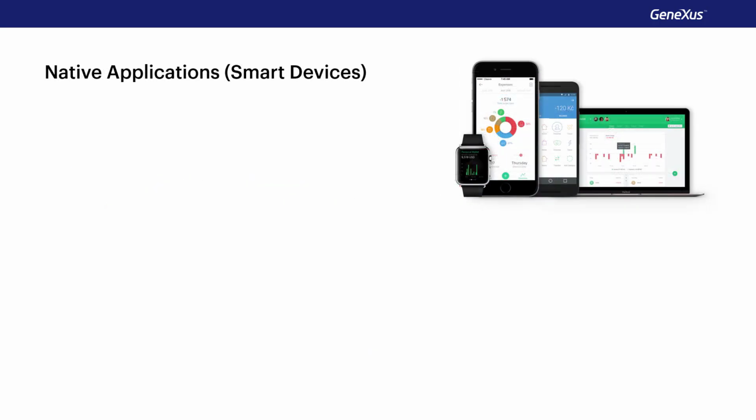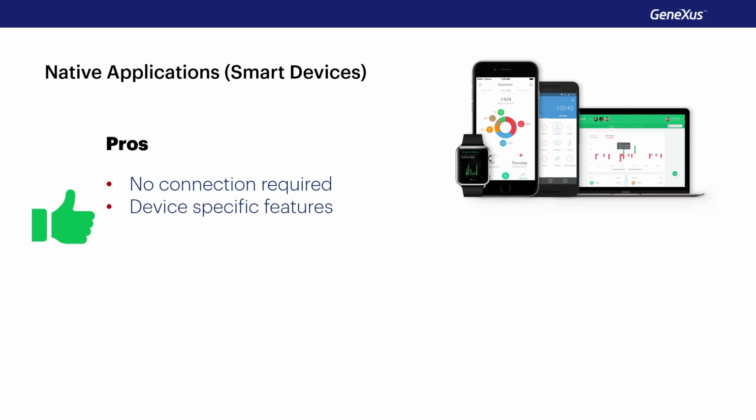Now, about native apps for smart devices. The advantages are that a connection is not always required. We can have offline applications, partially connected or totally disconnected. We can use hardware features such as camera, GPS, fingerprint reader, and everything else in a natural way. They'll offer a better user experience. In addition, since these applications must be installed on the device, they generate greater user engagement.